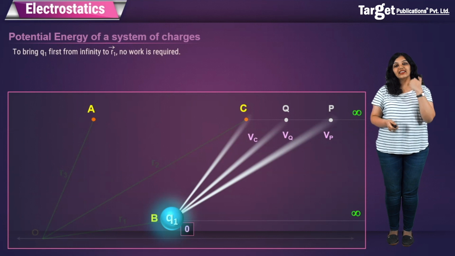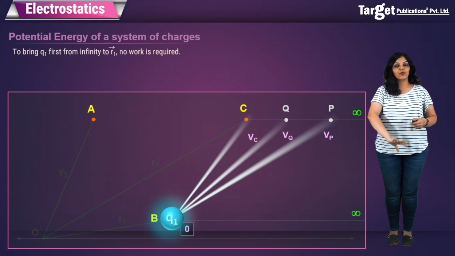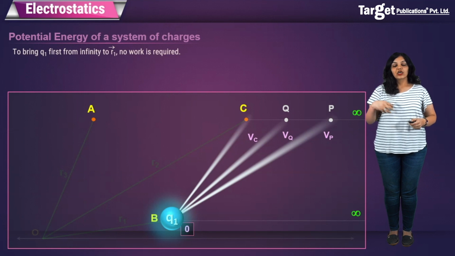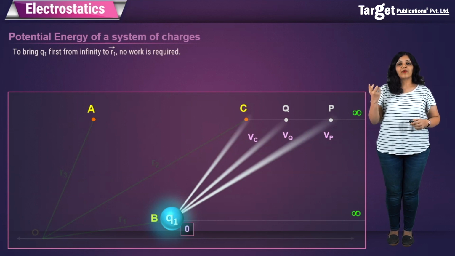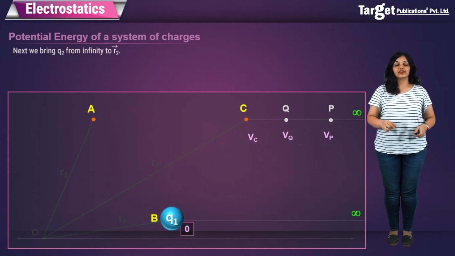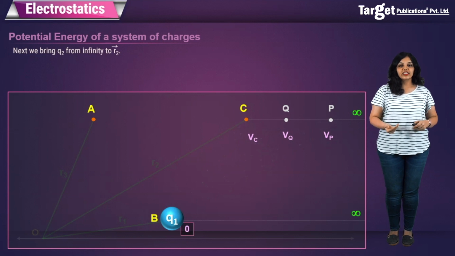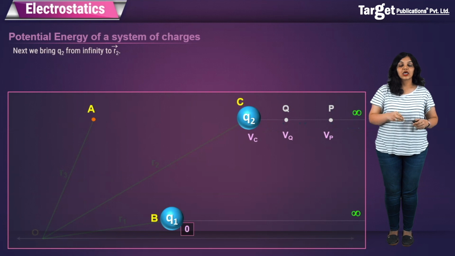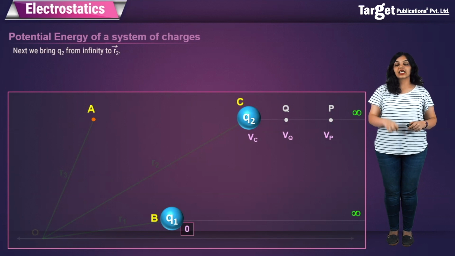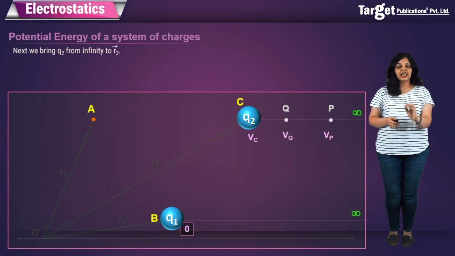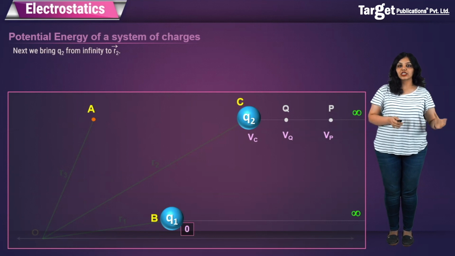Now when I try to bring the second charge from infinity to the point C, I will see that it has to be done in the field of Q1. So when you bring the second one, there is already someone present there, and therefore now to bring it from infinity to point C, some work will have to be done. So when you bring Q2 from infinity to point C, the work done will be given by the charge multiplied by the electrostatic potential at that point. As you can see, the electrostatic potential at that point is Vc, and this was caused by the charge Q1.